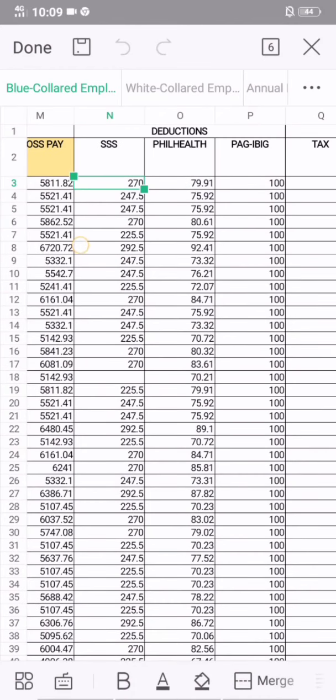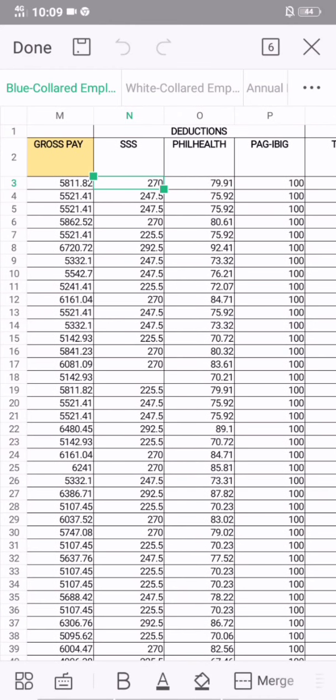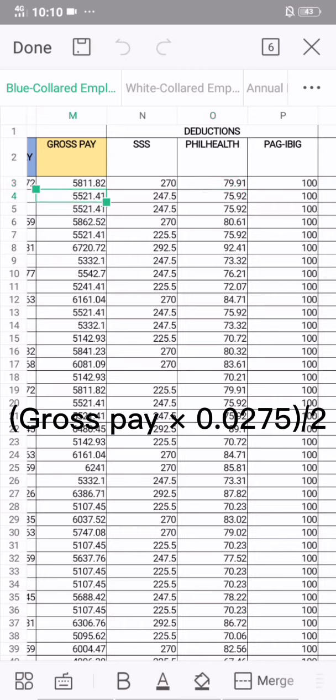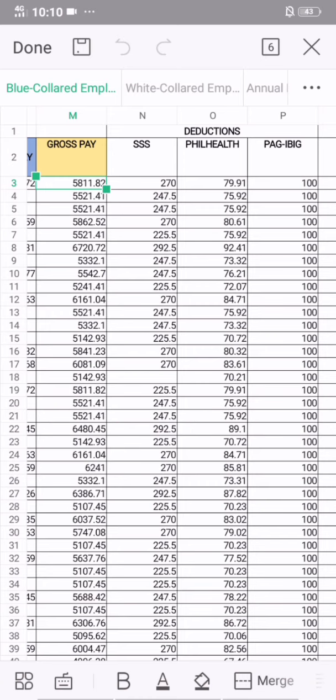To get the SSS, there is a certain table for that. Once you see your gross pay, you know how much your SSS is. To get the pag-ibig, you will multiply the gross pay by 0.0275 and then divide it by 2.